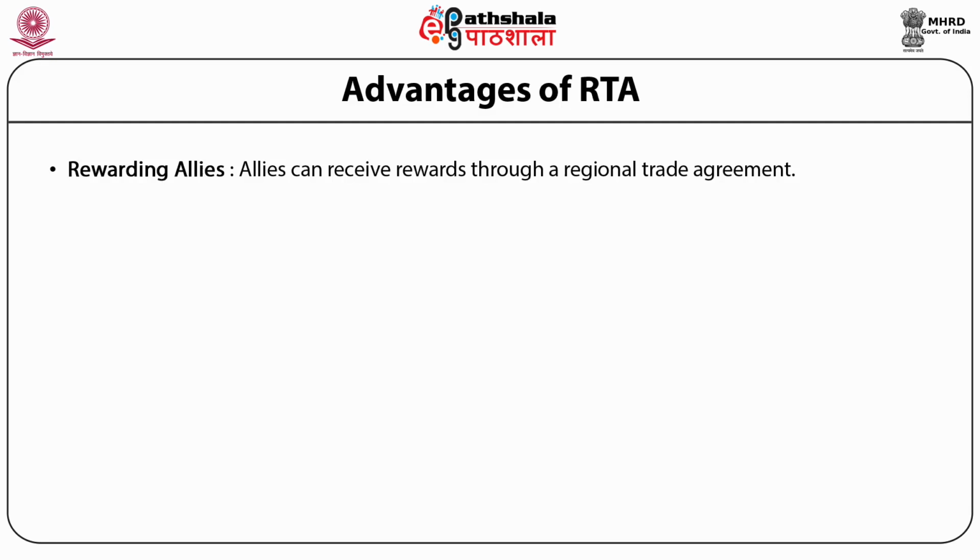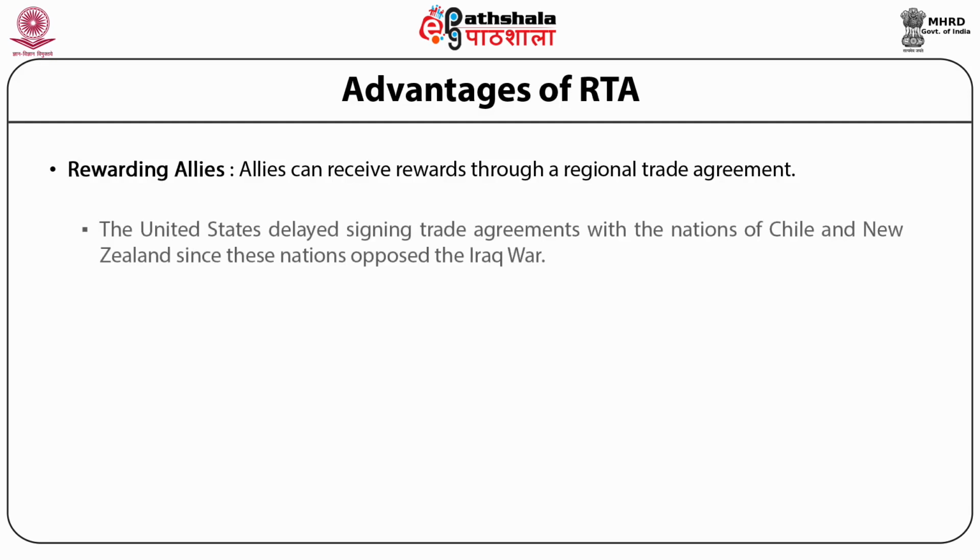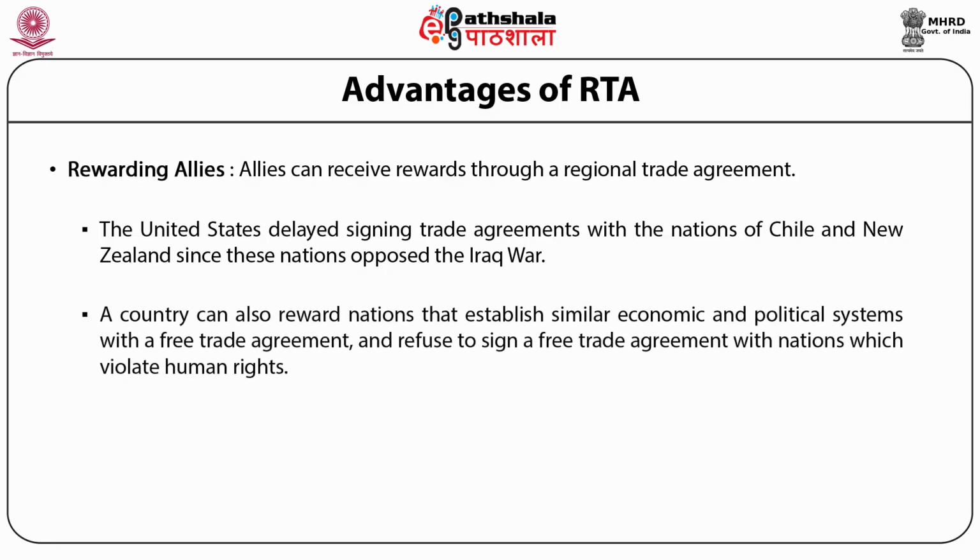Allies can receive rewards through a regional trade agreement. The United States delayed signing trade agreements with the nations of Chile and New Zealand since these nations opposed the Iraq War. A country can also reward nations that establish similar economic and political systems with a free trade agreement, and refuse to sign a free trade agreement with nations which violate human rights.